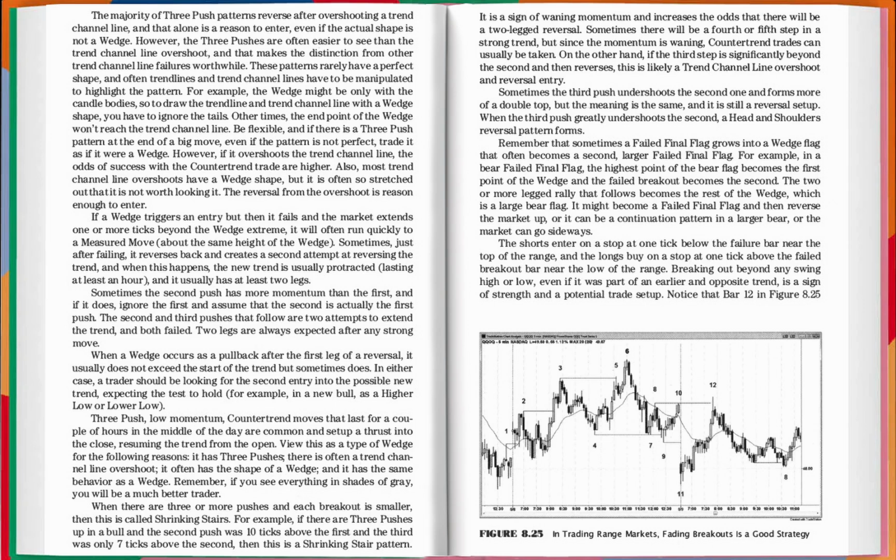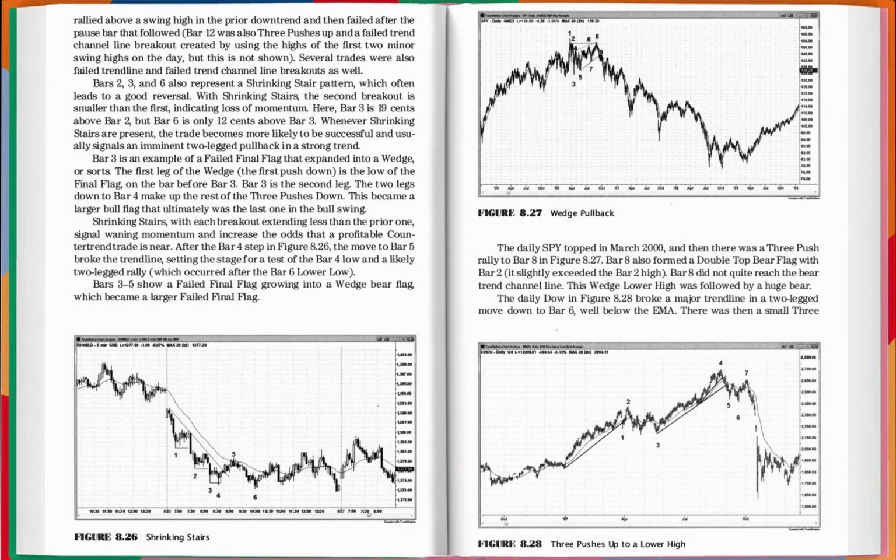Notice that bar 12 in figure 8.25 rallied above a swing high in the prior downtrend, and then failed after the pause bar that followed bar 12. It was also 3 pushes up, and a failed trend channel line breakout created by using the highs of the first 2 minor swing highs on the day. But this is not shown. Several trades were also failed trend line and failed trend channel line breakouts as well.